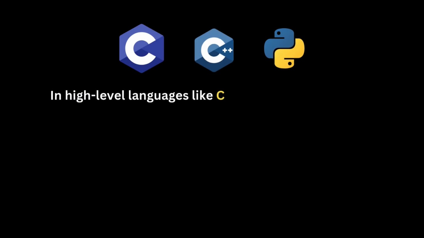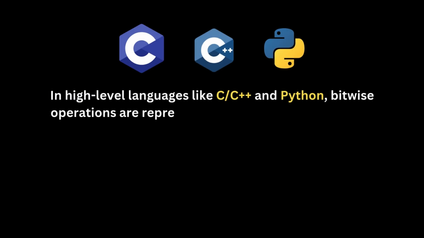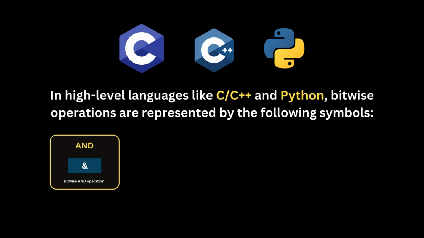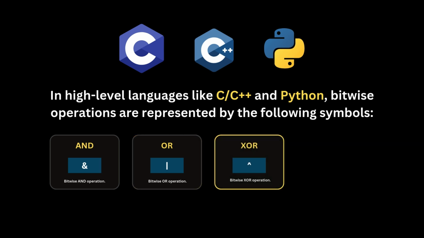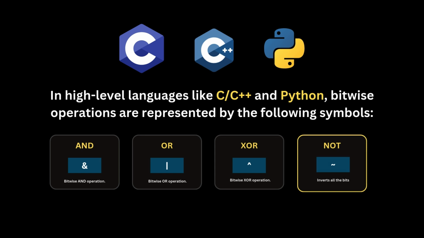In high-level languages like C, C++, and Python, bitwise operations are represented by the following symbols. And, the symbol is ampersand, and it performs a bitwise AND operation. Or, the symbol is vertical line, and it performs a bitwise OR operation. XOR, the symbol is caret, and it performs a bitwise XOR operation. And NOT, the symbol is tilde, and it inverts all the bits.